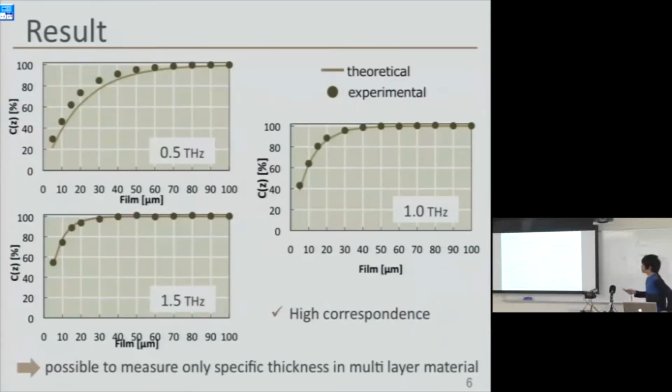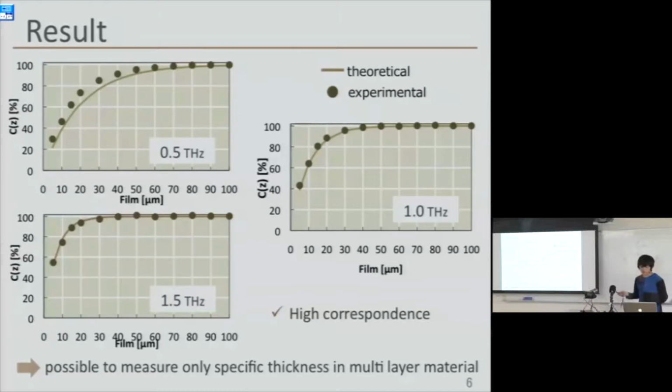This is the result. The line is the theoretical data calculated by the theoretical equation, and the dots are the experimental data from this model experiment. You can see there, I show the results at 0.5 terahertz, 1.0 terahertz, and 1.5 terahertz. You can see there is high correspondence between the theoretical and experimental data.